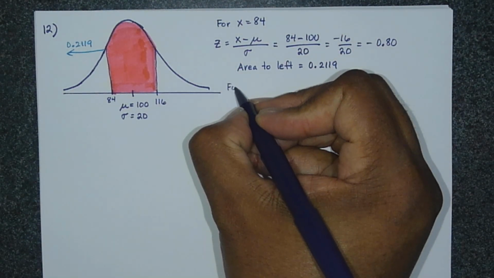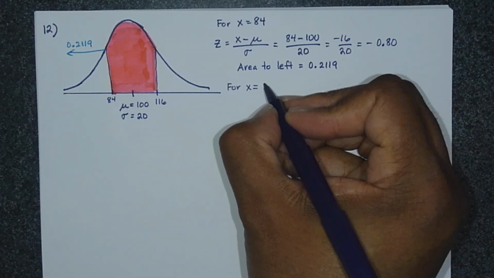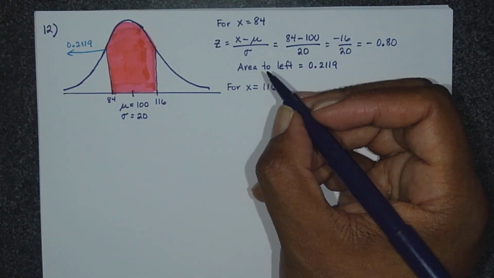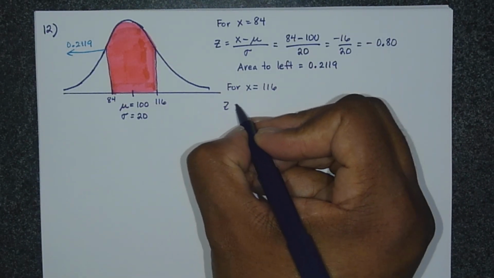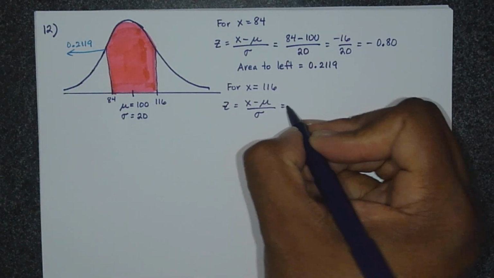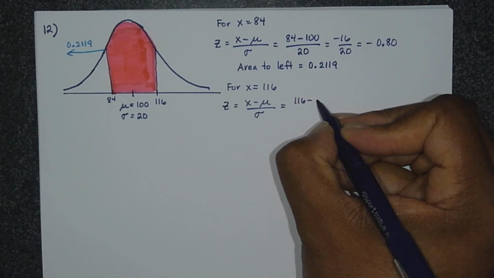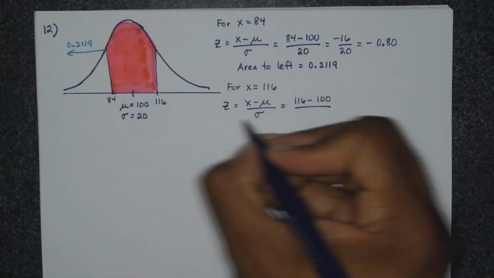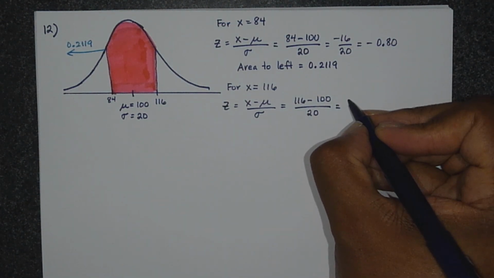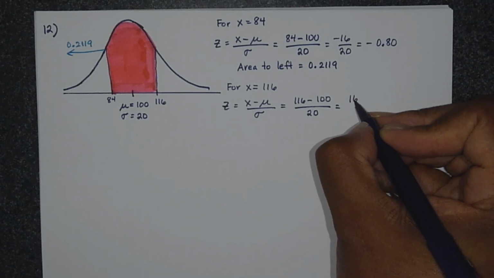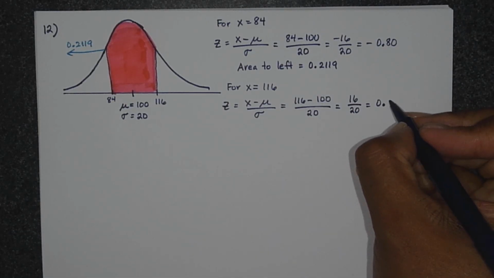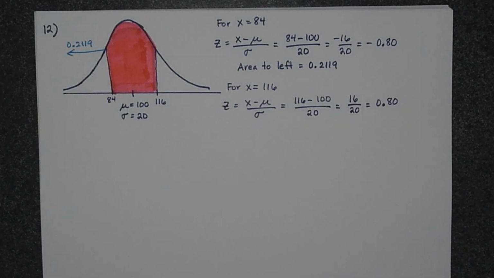And now for x equals 116. We'll convert that to a z-score as well. So now x is 116 minus mu, that's 100, divided by sigma, the standard deviation of 20. So what's 116 minus 100? 16. And 16 divided by 20 would be 0.80. And now it's positive.